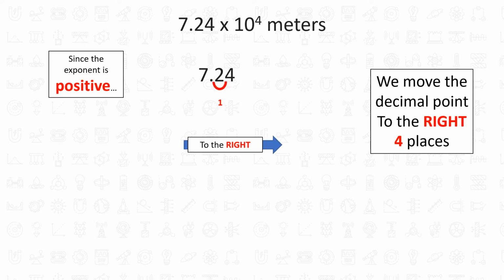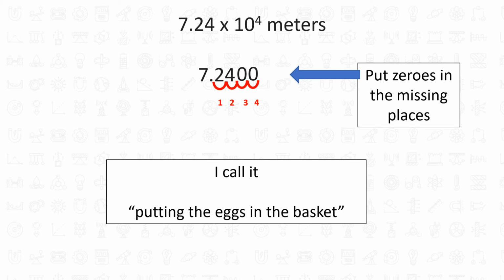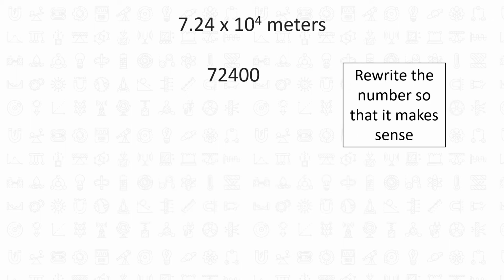So let's do this. 1, 2, 3, 4 spaces. All right, putting the zeros in the missing places, I call it putting the eggs in the basket. We're going to add those 2 zeros. Okay, and that's what I just said. I call it putting eggs in the basket. So there's our new number.